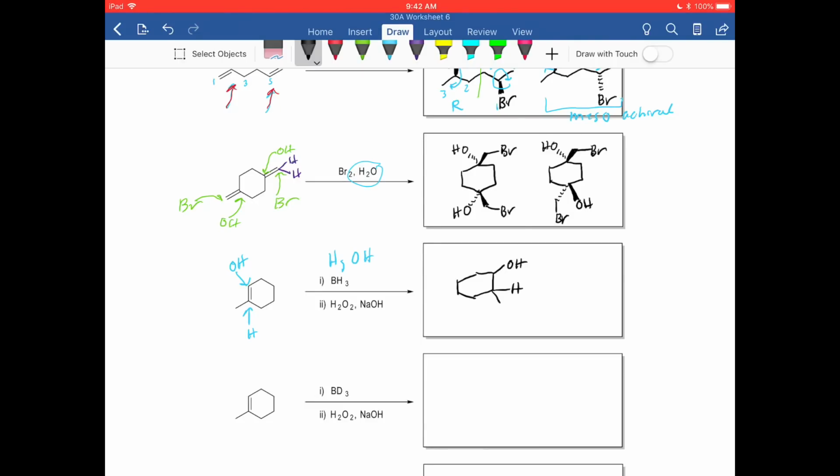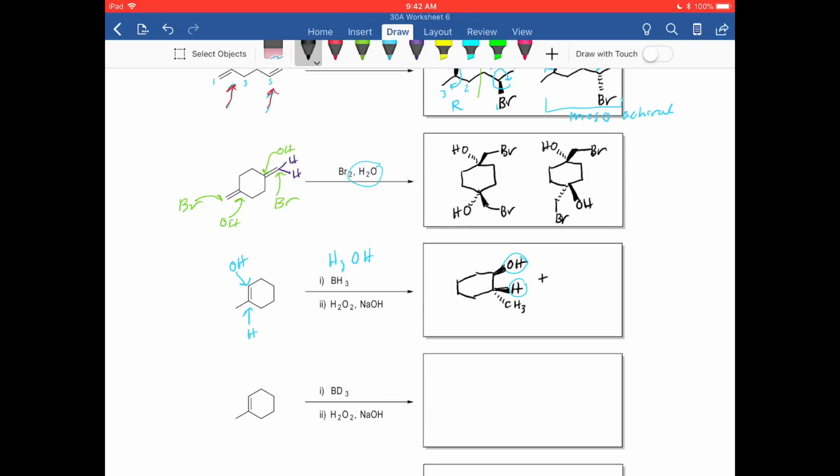Now, because this is a syn addition, and we have a cycloalkane where we can actually show that that addition was syn, that's what we need to do. And so here, it's the OH and the H that end up syn in this reaction. So the way we want to modify this structure is to have both the OH and the H on the same face, so both pointing up.